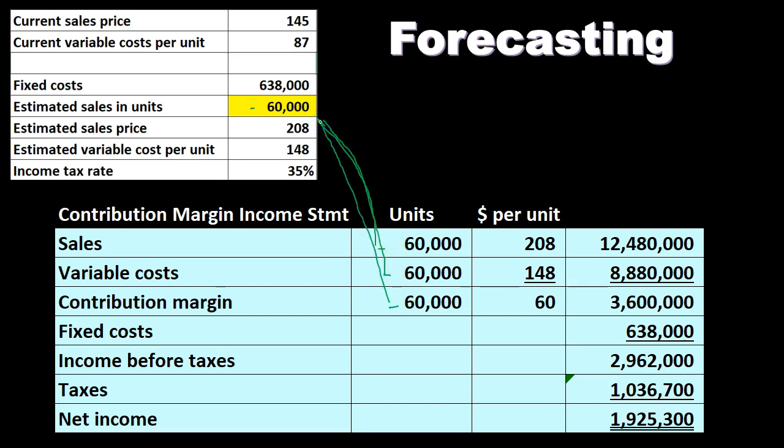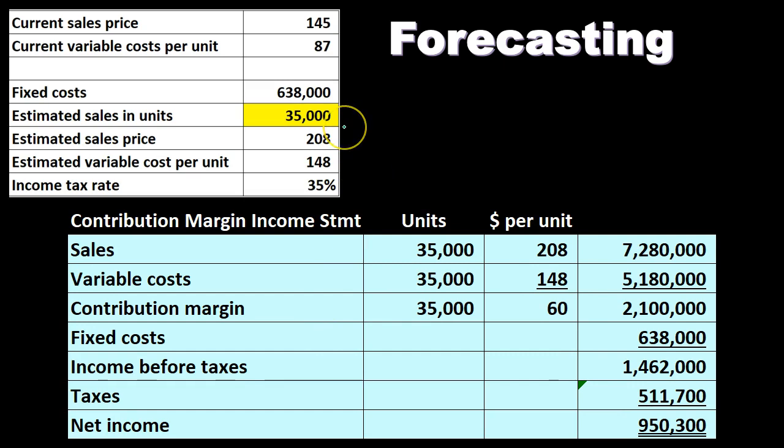So you can see we can just change this one number. It'll then multiply out in this format. These numbers will change automatically by just changing one cell in essence. And then it'll basically be able to recalculate the whole thing. So 60,000 times the 208, 60,000 times the 148, 60,000 times 60. And in essence, we've got the 3,600 contribution margins minus the same fixed costs. Those didn't change, they're fixed. That's why we broke the two out. That's going to give us our income before taxes, calculating the taxes on it, and then subtracting that out will give us our net income.